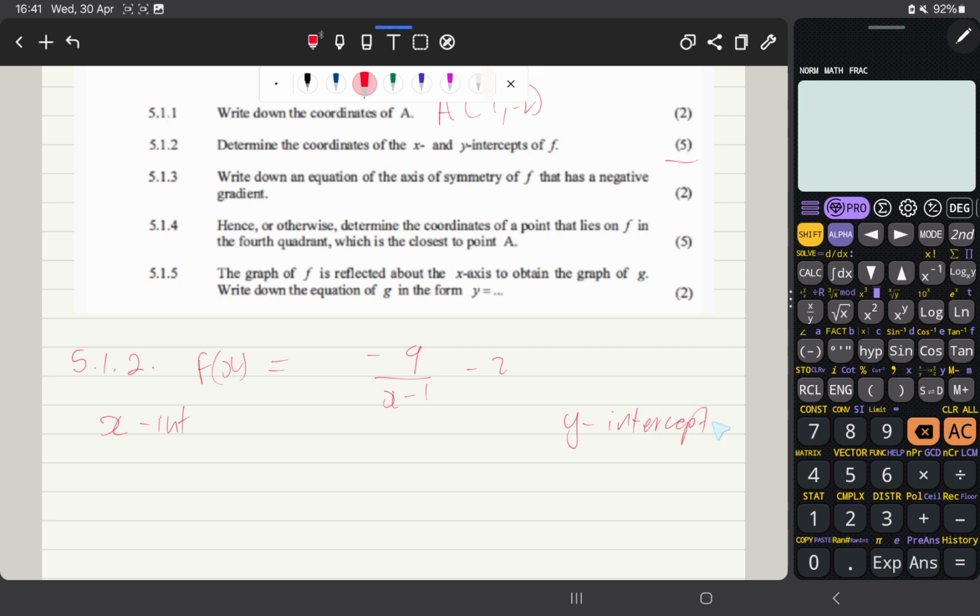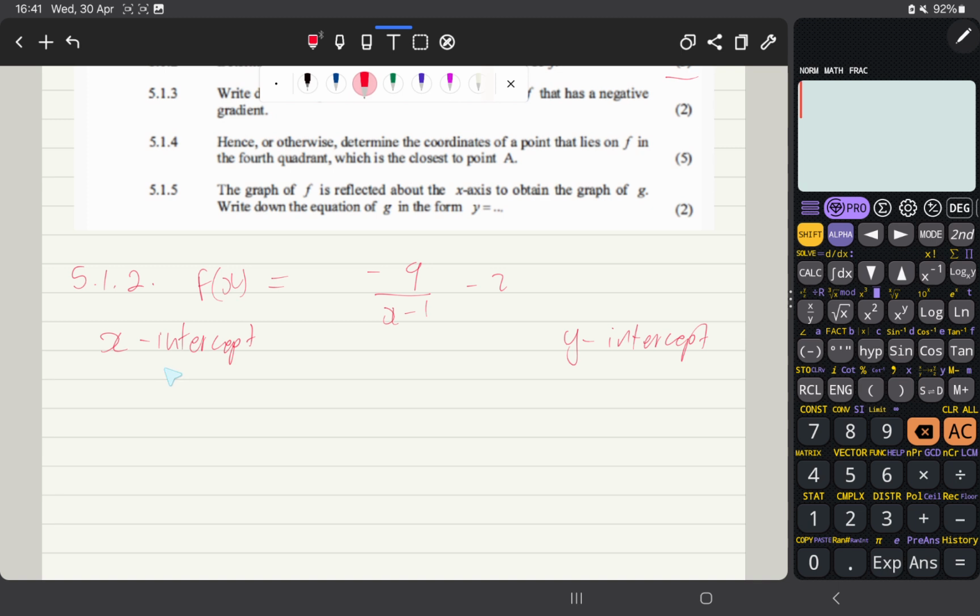Maybe let me just say set, and then this side I'll also say intercept. All right, so x-intercept, remember y equals 0, right? So let's get on with it. Y equals 0, so you have 0 equals minus 9, x minus 2 minus 1, I mean minus 2. Then I have positive 2 minus 9, x minus 1.